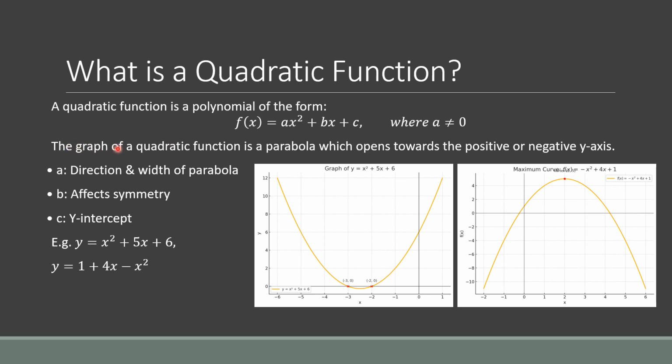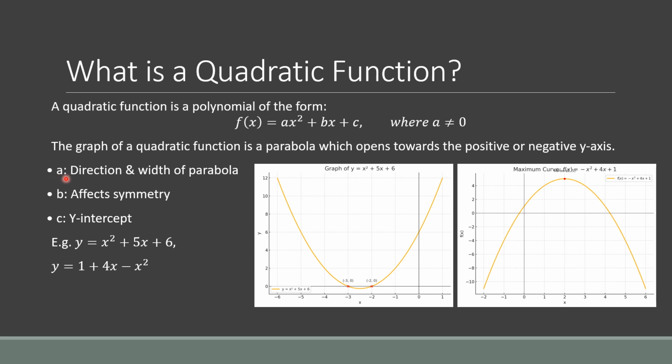So the graph of a quadratic function is a parabola which opens towards the positive or negative y-axis. You can compare these two graph sections here. One of them is opening towards the positive y-axis, and the other one opens towards the negative y-axis. And this curve is known as a parabolic curve, that is a curve in the form of a parabola.